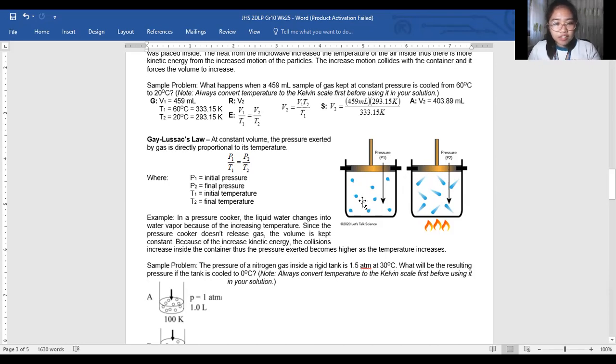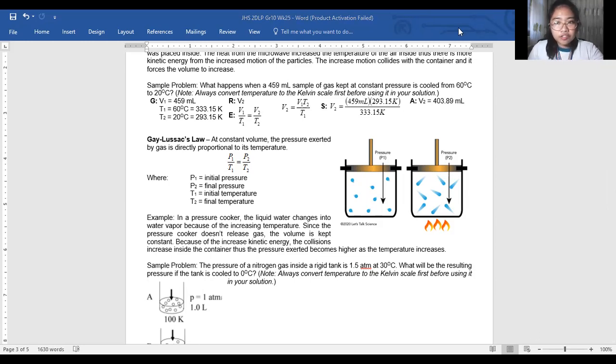So, ang nangyayari dyan, yung increased kinetic energy increases inside the container, thus the pressure exerted becomes higher kasi mas bumibilis at mas tumataas yung number of collisions natin kapag mas mabilis yung particles natin. So kaya mabilis makaluto at nakakapagpalambot ng karne ang pressure cooker kasi gawa nung Gay-Lussac's law. So tignan naman natin ngayon sa ating simulation kung paano siya gumagana.